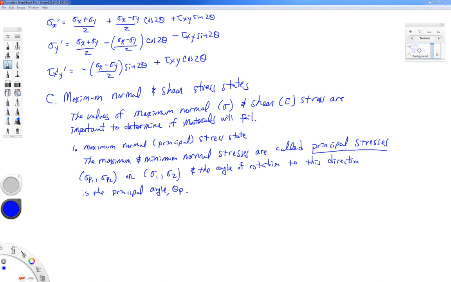So last time we derived what are called the plane stress transformation equations, which allow us to find our stresses sigma x prime, sigma y prime, and tau x prime y prime when we start off with our original stress state. And I'll just sketch it in. Sigma x, sigma y, and tau xy. And we can do this at any angle that we want.